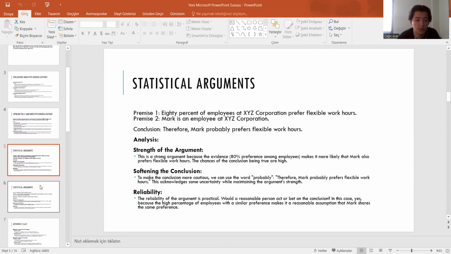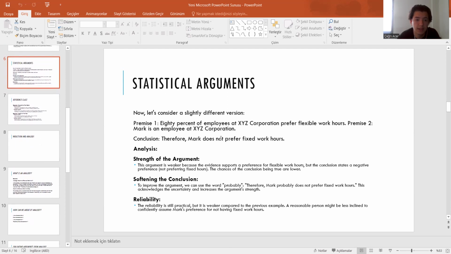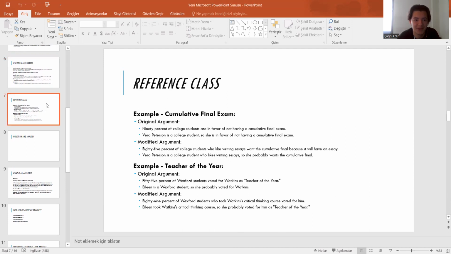I'm continuing with the next title, statistical arguments. Oh, I'm sorry. It's reference class. In statistical arguments, the strength and reliability are influenced by how well the subject of the premise aligns with the subject of the conclusion. And there are some key points about the reference class.